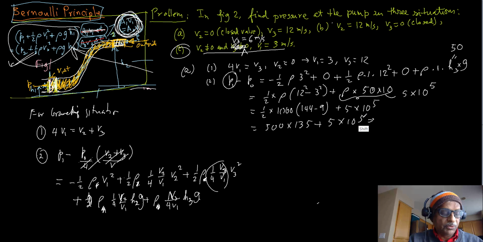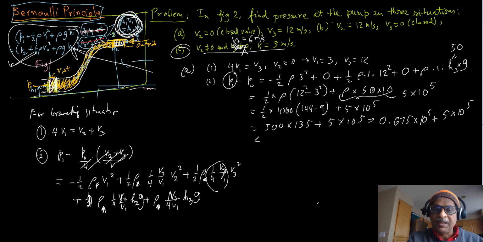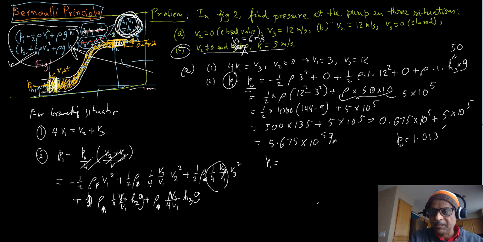So this is equal to, I get 0.675 times 10 to the power 5 plus 5 times 10 to the power 5, and that just equals 5.675 times 10 to the power 5 Pascal. So P1 is this plus atmospheric. Atmospheric is again 1.013 times 10 to the power 5 Pascal. So we just have to add this.